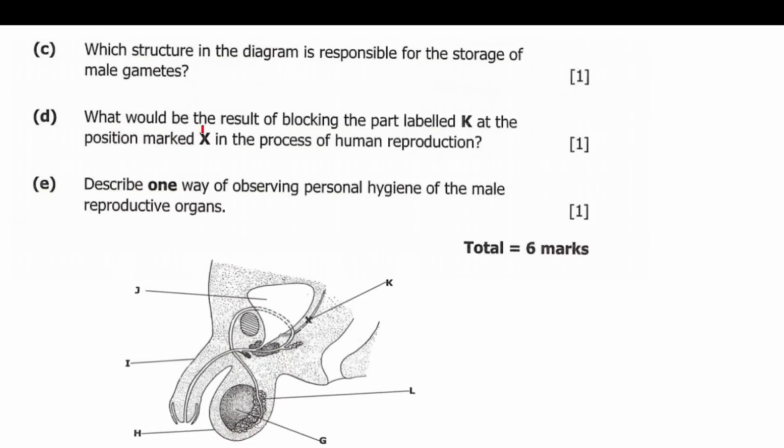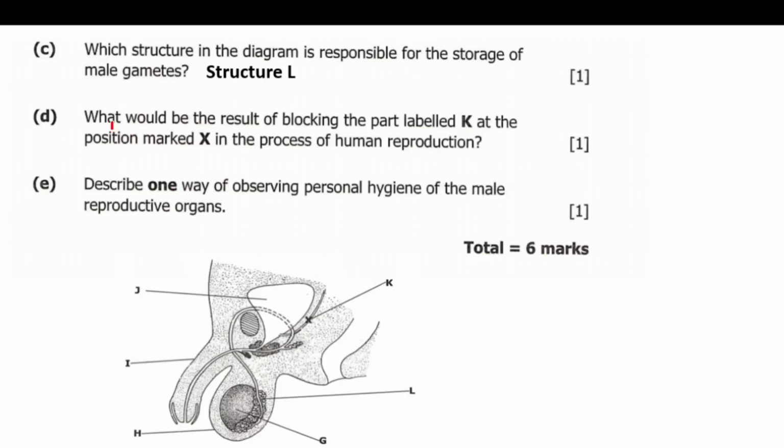D, what would be the result of blocking the part labeled K at the position marked X in the process of human reproduction? So I think it will have no effect. Alright, before we go to that, C, which structure in the diagram is responsible for the storage of male gametes? So it is this structure L here, which is the epididymis. The epididymis' function is to store male gametes.